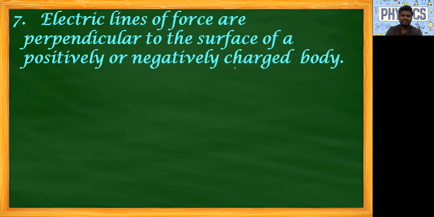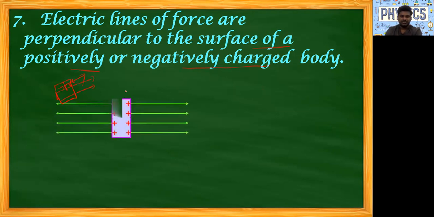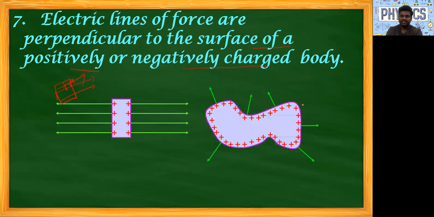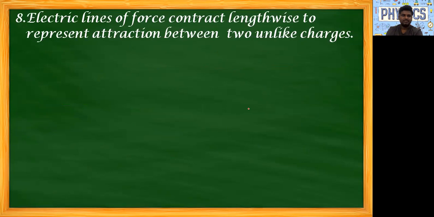Next, the seventh one: the electric lines of force are perpendicular to the surface of a positively or negatively charged conductor. If we take the surface of a conductor, the electric lines of force are perpendicular, whether it is positive or negative. We'll see this diagrammatically. This is our surface, and these electric field lines are drawn perpendicular. Same if you take this irregular shape, this all represents the direction of electric lines of force perpendicular to the surface.